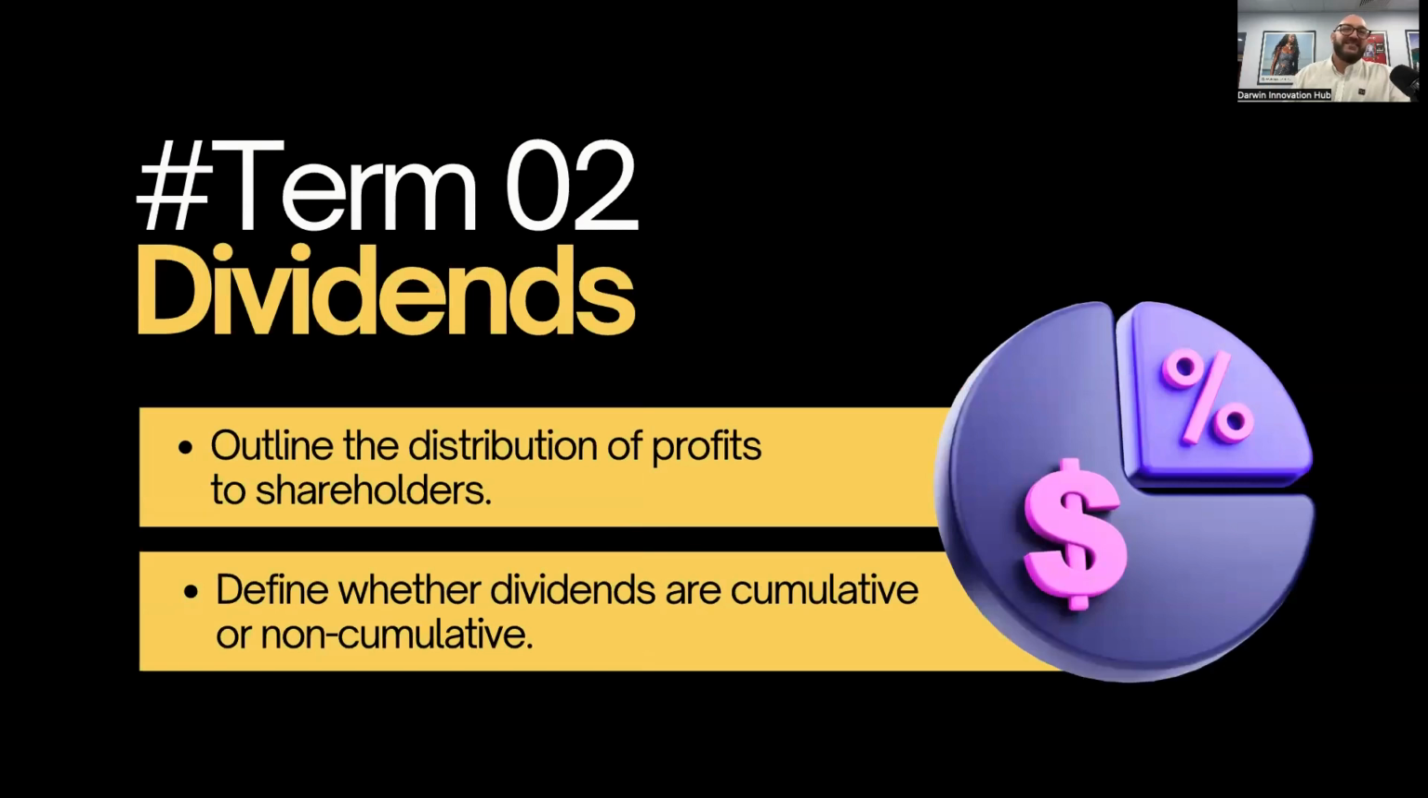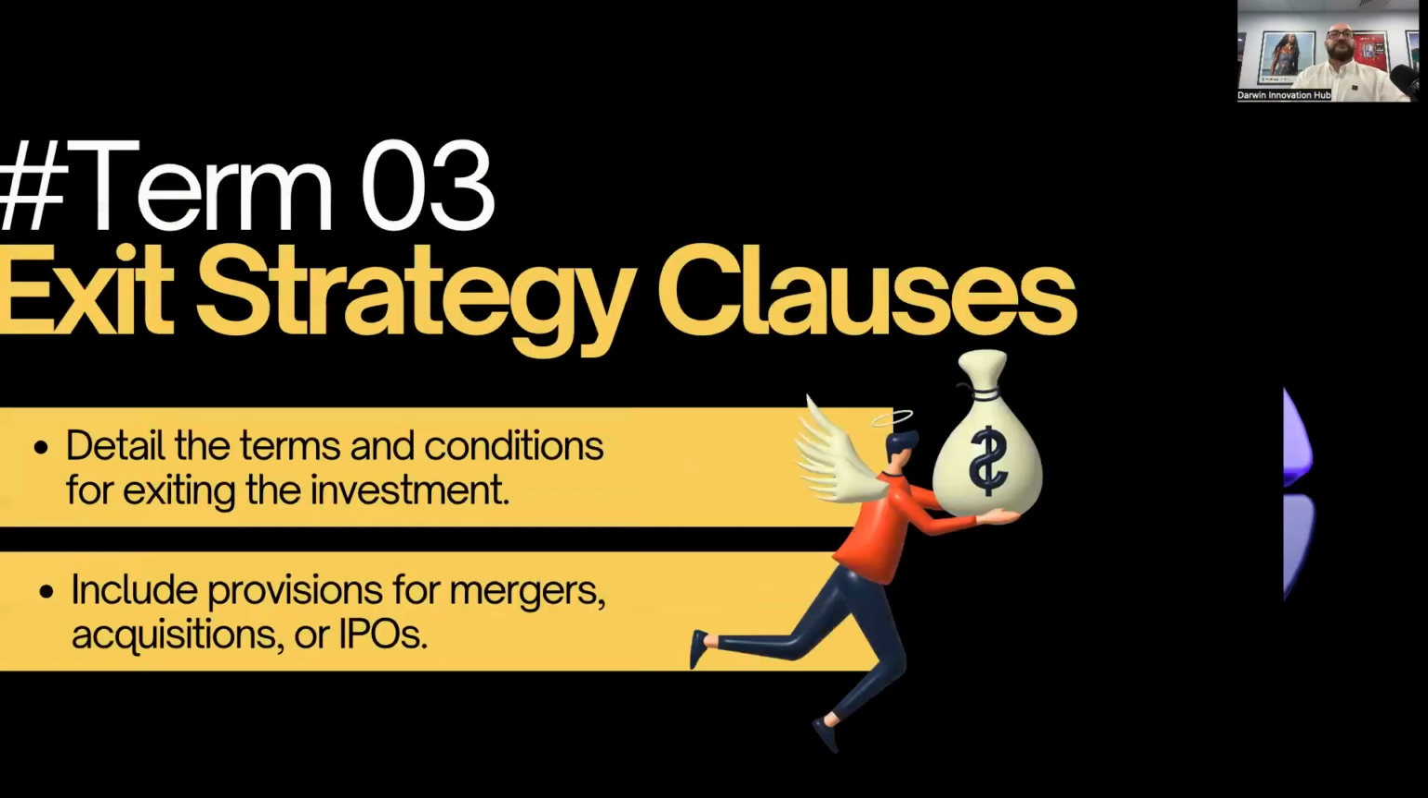Number two, the dividends. That's where you outline the distribution of the profits to the shareholders and have a definition on whether dividends are cumulative or whether they're non-cumulative. So the dividends either gather extra value as they accumulate, or they just are at a set value and they don't change over time.